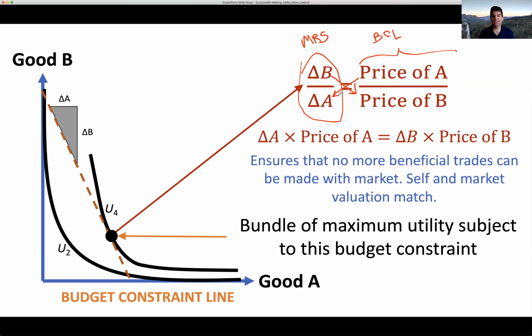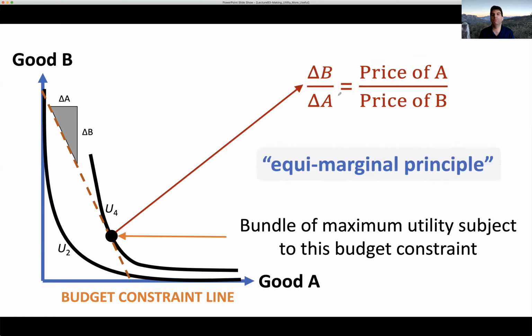So this is the so-called equi-marginal principle. It is when the marginal rate of substitution is equal to the price ratio of these two goods. And so the marginal value in our psychology is going to match the marginal value to the market, which is the so-called equi-marginal principle.